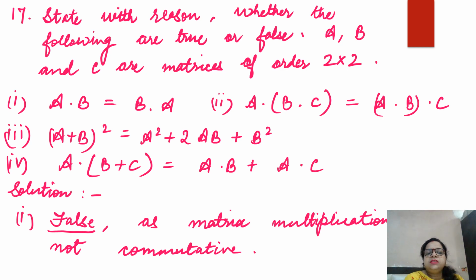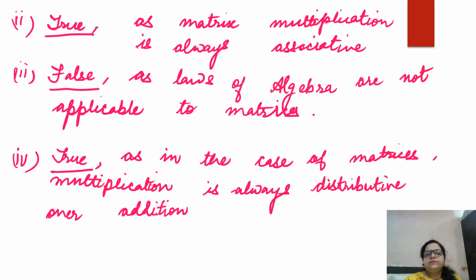Now first, taking A into B is equal to B into A. We already know that matrix multiplication is not commutative. Therefore, the first one is false. Therefore, AB is not equal to BA. Coming to the second part, A into (B into C) is equal to (A into B) into C. This is true, children, because matrix multiplication is associative.